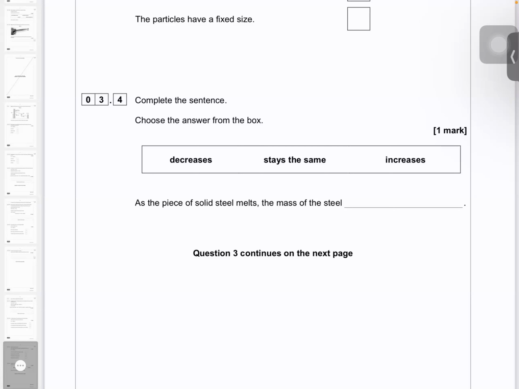Are you checking the marking scheme? Yeah, yeah, okay.